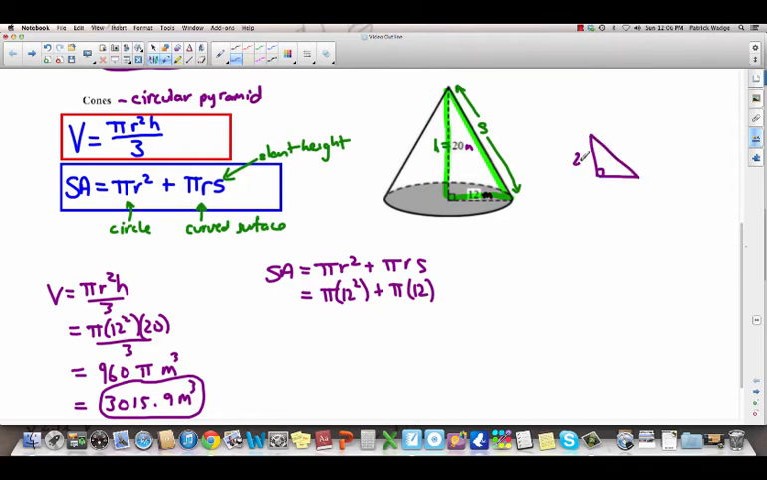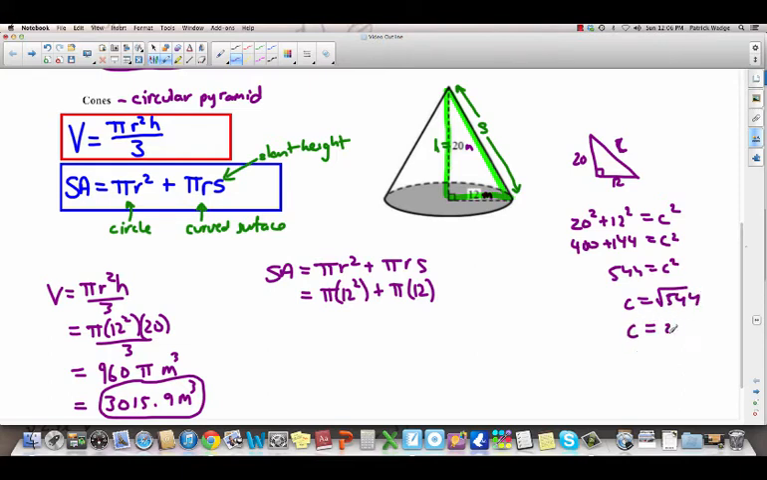It's 20 this way, it's 12 this way. We want to know this amount right here. That's the c because it's the hypotenuse. So 20 squared plus 12 squared equals c squared. 400 plus 144 equals c squared. 544 equals c squared, which means c is equal to the square root of 544, and the square root of 544 is 23.3. So now we figured out our s value. It's 23.3. This amount right here is 23.3.